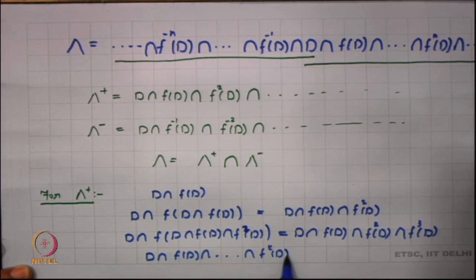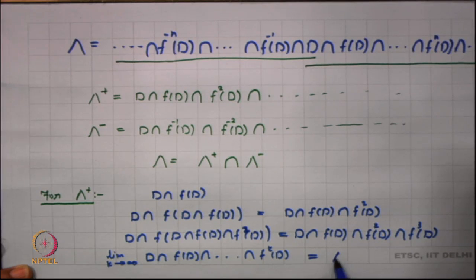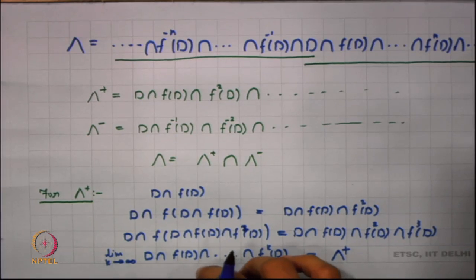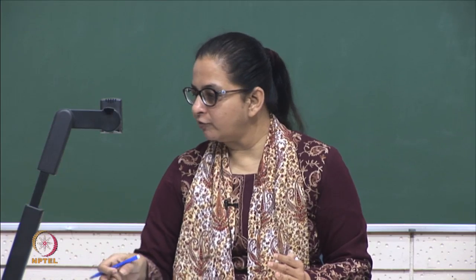If I have this set with me, then we can take the limit as k tends to infinity, and this is what is going to be our lambda plus. So, we are going to try to visualize D intersection F D, D intersection F D intersection F square D and so on, and once we have constructed k steps, it will be easy for us to visualize what happens when we take the limit as k tends to infinity. So, let us try to visualize what is D intersection F of D.